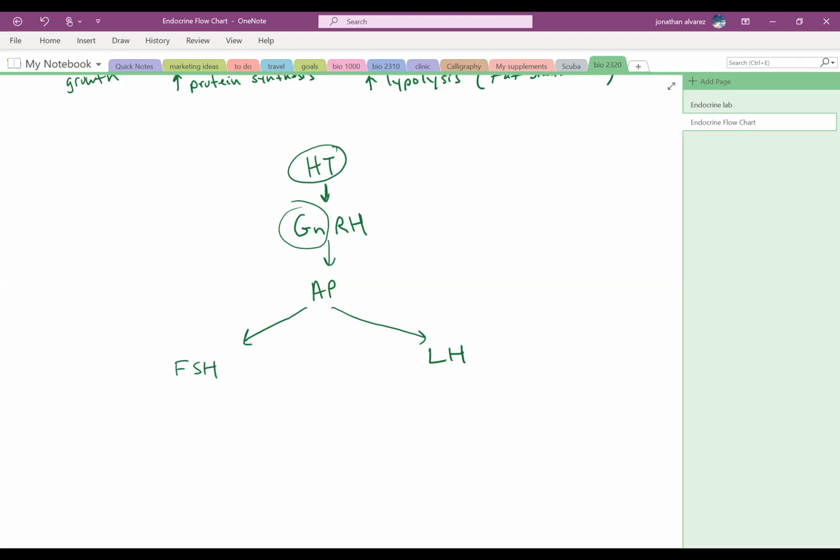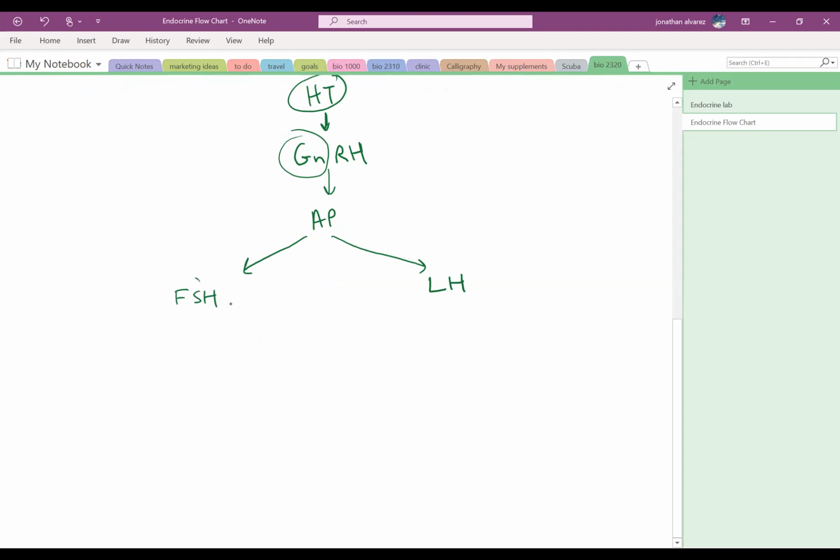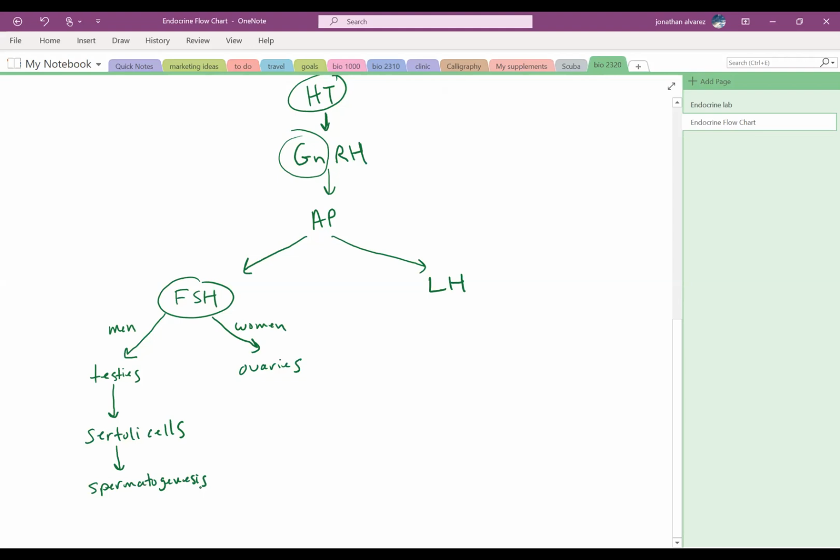Follicle stimulating hormone in men goes to the testes, specifically to the Sertoli cells, and that activates spermatogenesis, which means the production of sperm cells.